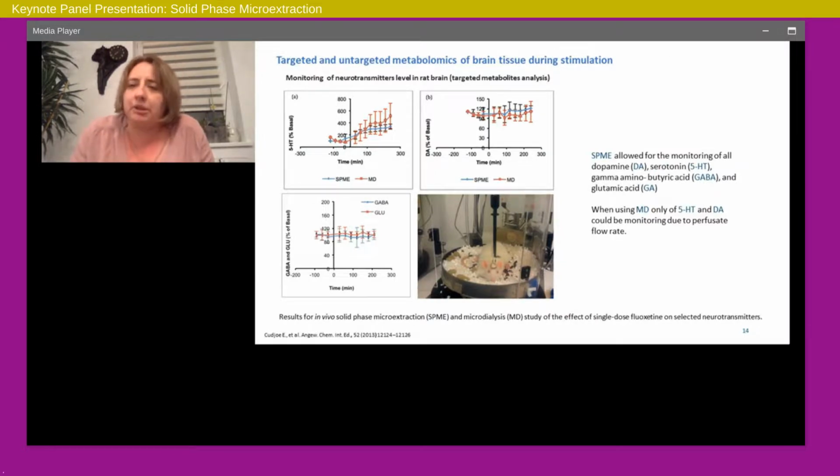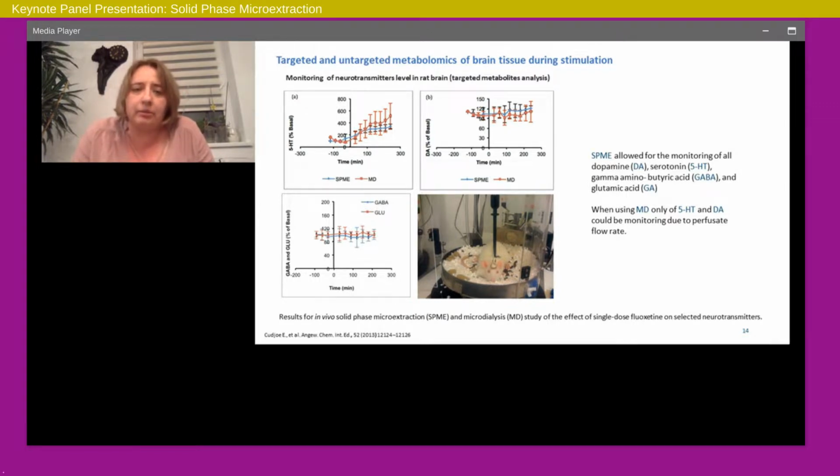We are not limited to drugs, absolutely. We can also do endogenous compounds. So this is the example of the targeted metabolomics. As you can see here, a colleague of mine was actually looking into different neurotransmitters during drug stimulation.